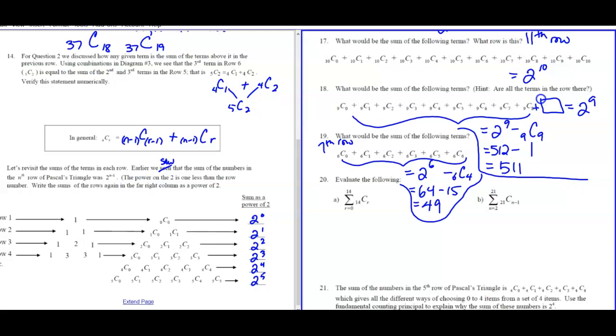Okay, so then evaluate these. Notice it's summation notation. So that means if I were to start writing this out, it would be 14C0 plus 14C1 all the way to 14C14, if I were to expand that out. So that's every term. There's nothing missing going from 0 to 14 if that n value is 14. So that's going to be 2 to the 14.